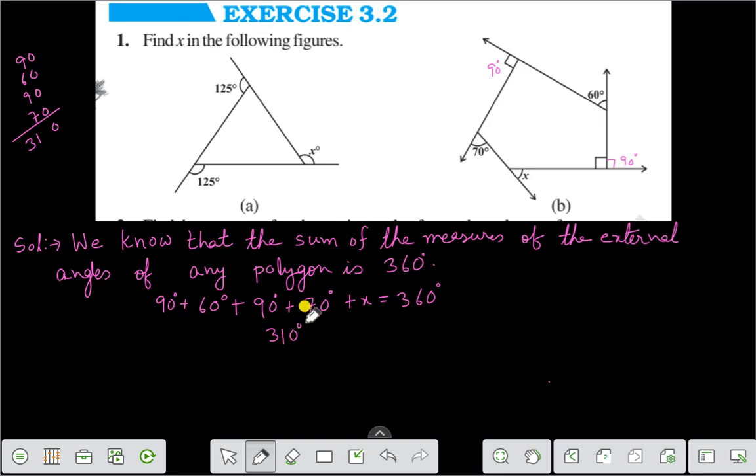310 degree plus x is equal to 360 degree. Or we get the value of x is equal to 360 degree minus 310 degree. 60 minus 10, that is 50 degree. Therefore the value of x is equal to 50 degree. We find that the value of this x is equal to 50 degree, right?